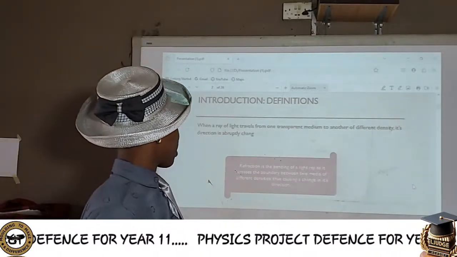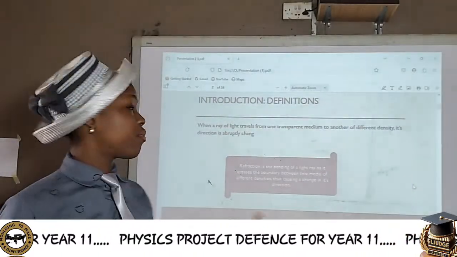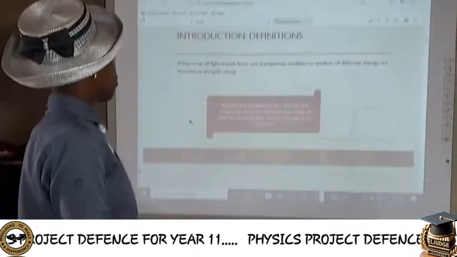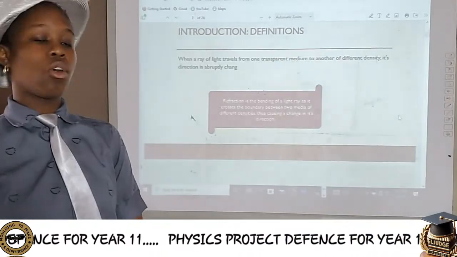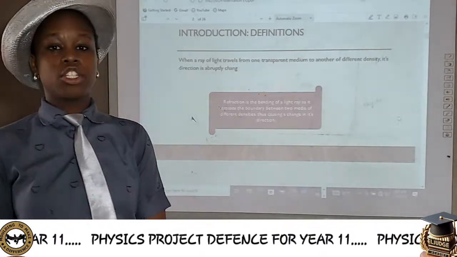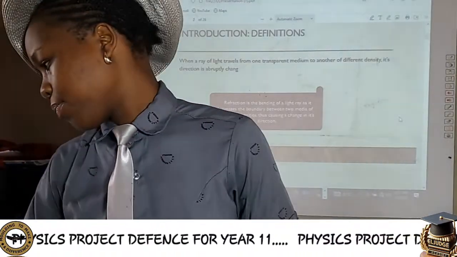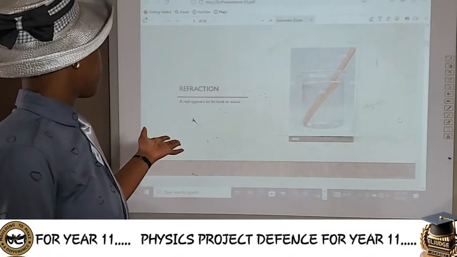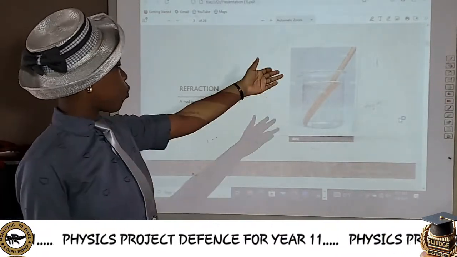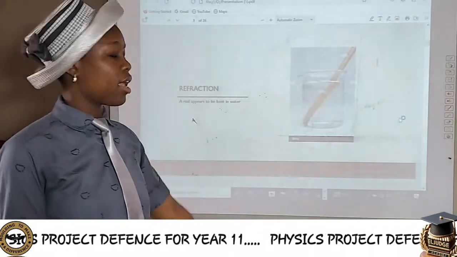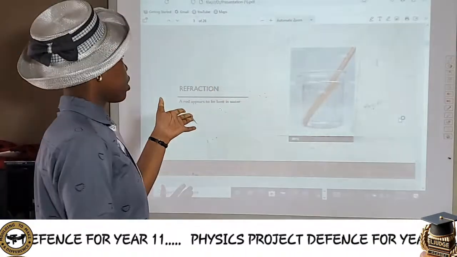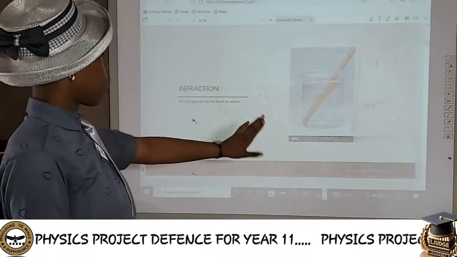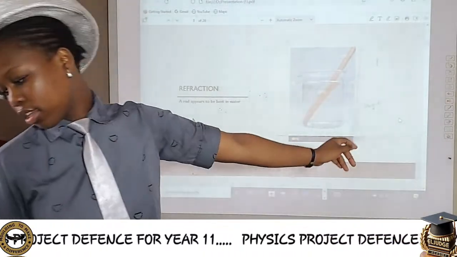Firstly, we'll be looking at the introduction, starting with the definition of refraction. Refraction can be defined as the bending of a light ray as it crosses the boundary between two media of different densities, causing a change in its direction. This diagram illustrates refraction. As you can see, when the stick is placed into the water, it appears as if it was bent, but in real life it is actually a straight stick. When placed in water, refraction occurs, causing the bending of the stick.